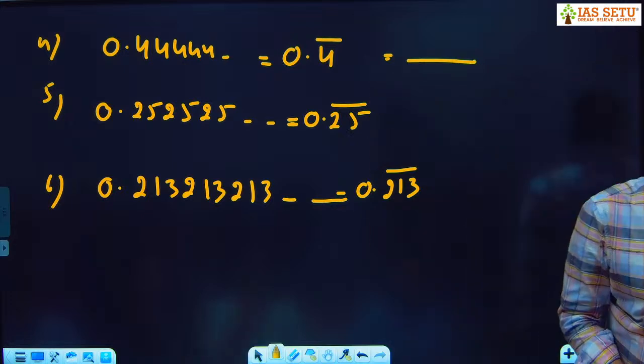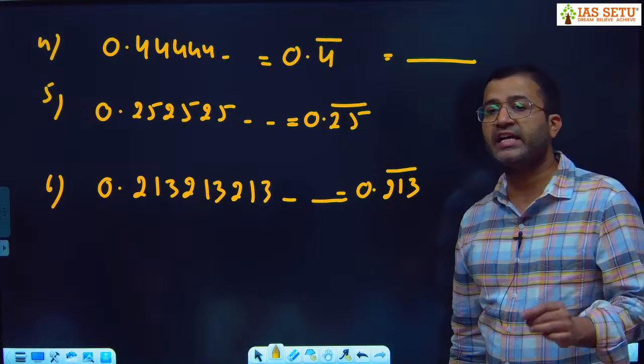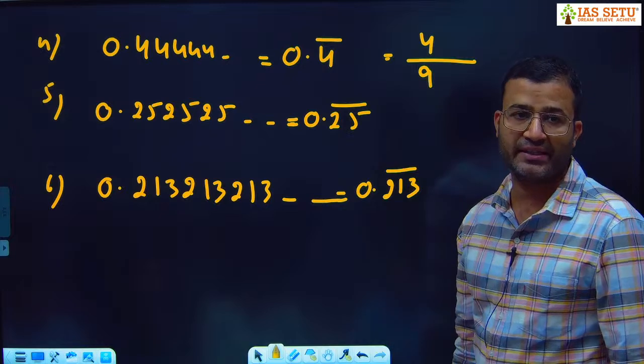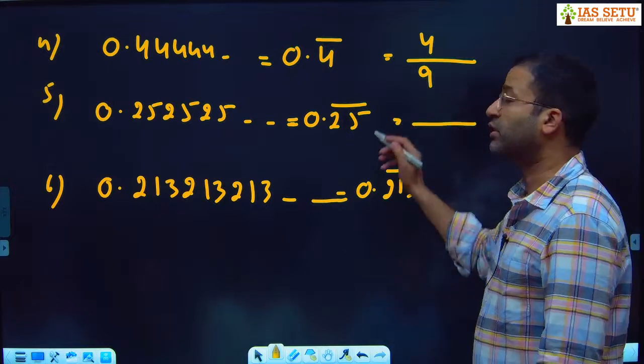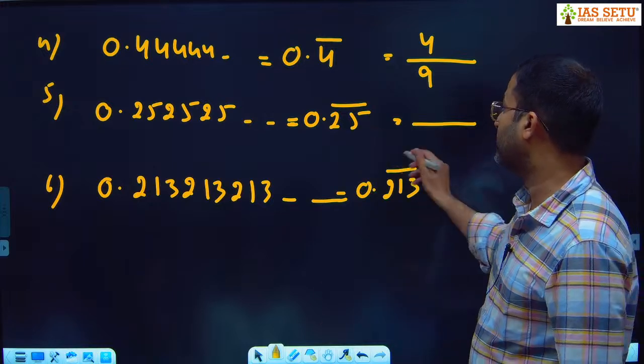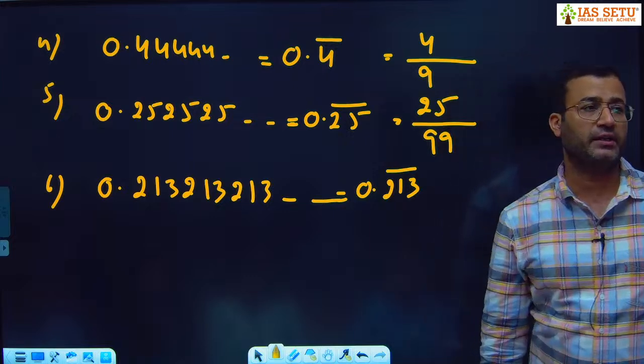What is the answer here? 4 by 9. As many 9s as many digits under the bar. There is one digit, so 9, and the numerator number as it is. In the second question, what is your answer? 25 upon 99. There are 2 digits on the bar, so 99. So here it is 25 upon 99.